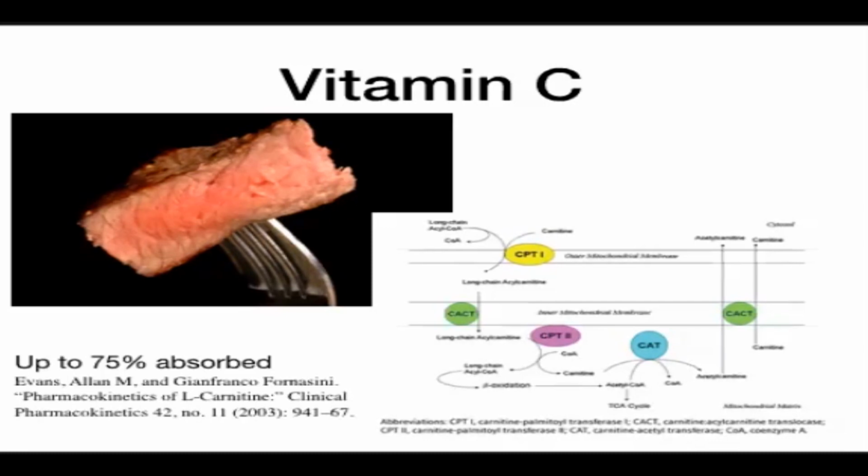That turns out to be actually a lot more plausible because when you eat meat, up to 75% of the carnitine is absorbed. It's less if you have enough carnitine, but if you don't have enough carnitine, you'll actually take in a lot just by eating meat. So carnitine intake could be one of the things that's sparing the need for vitamin C in these cases.